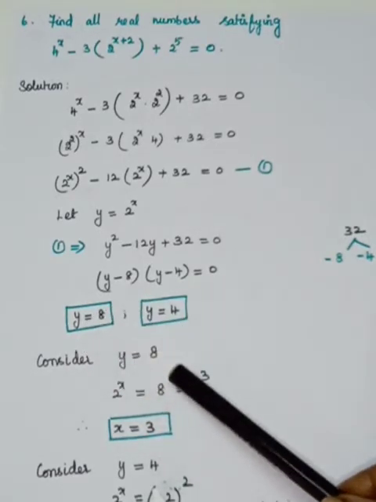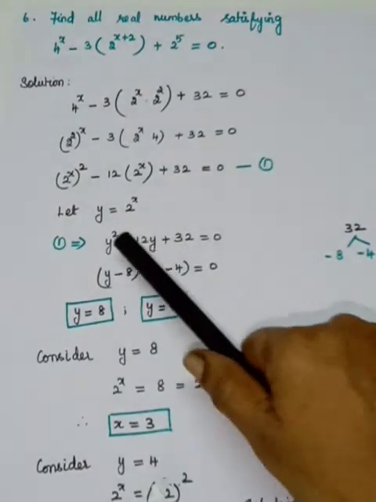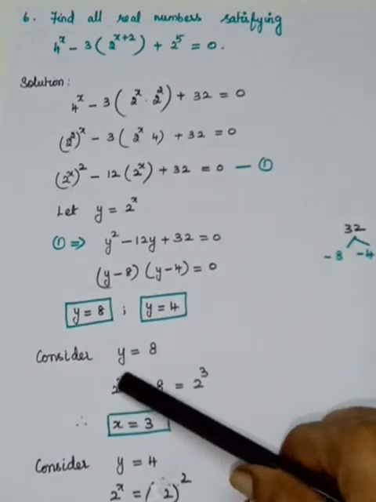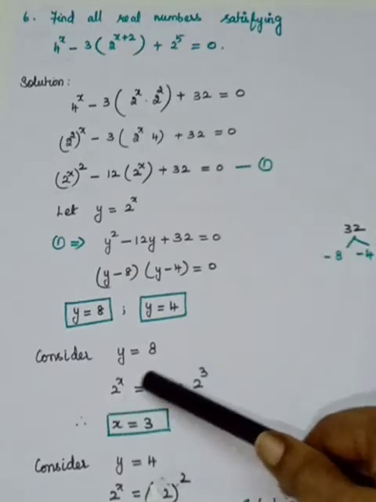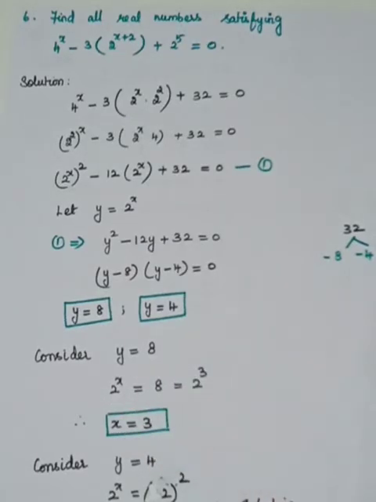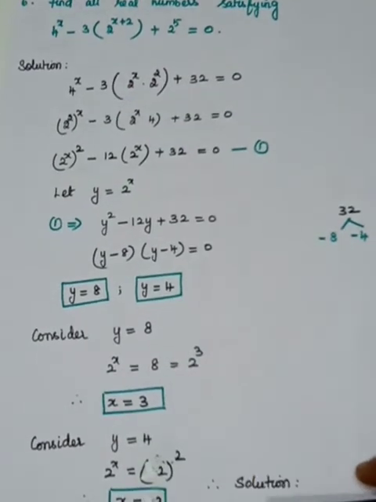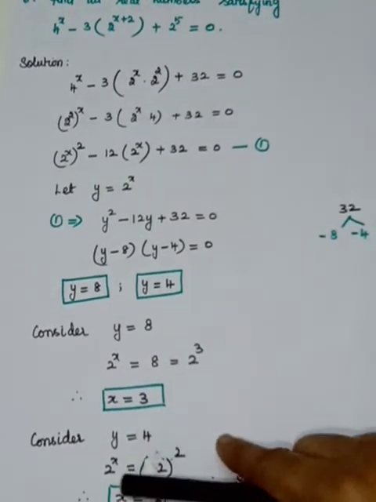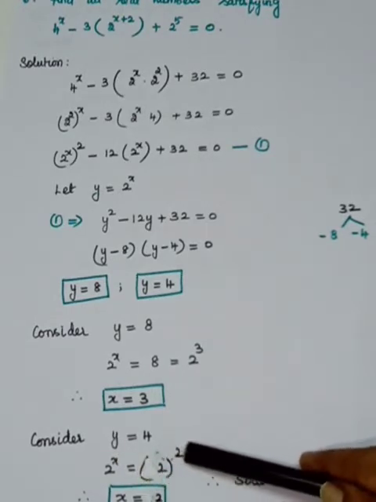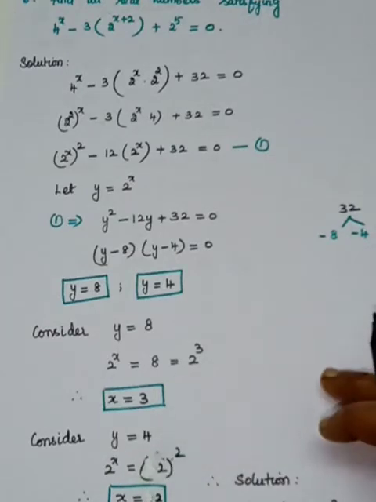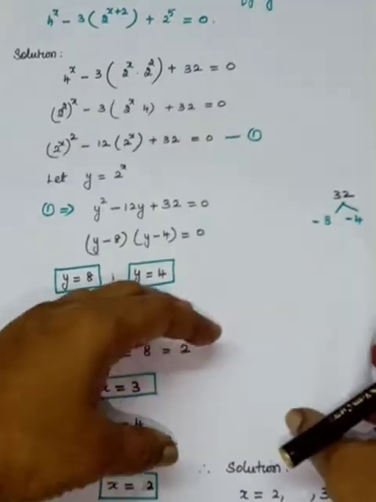So consider the first value of y. y is equal to 8. What is y? We have taken y as 2 power x. So 2 power x is equal to 8. This 8 can be written as 2 cube. So you will get the answer x is equal to 3. Next you consider y is equal to 4. In the place of y you can substitute 2 power x. So what is 4? It is 2 squared. So therefore x is equal to 2. So what are the solutions? 2 and 3 are the solutions for this equation.